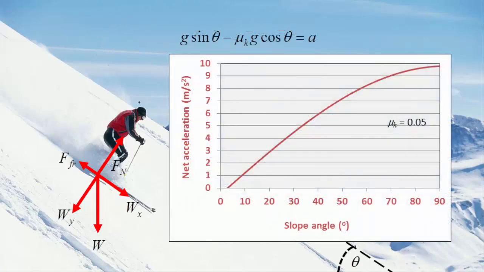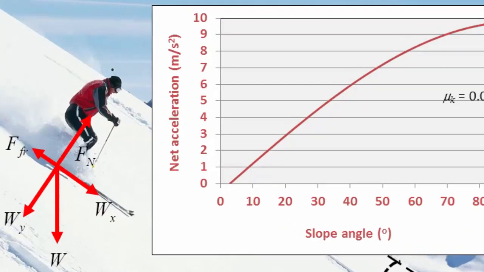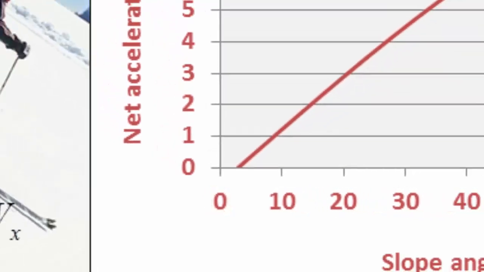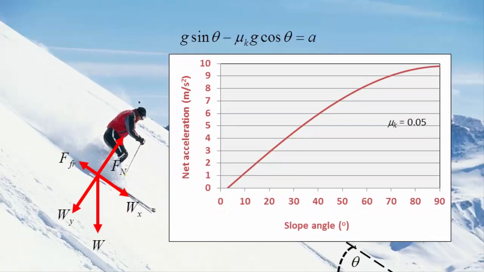The following graph shows the dependence of the net acceleration as a function of the slope angle for a surface with a coefficient of kinetic friction of 0.05. What it shows is that at an angle of less than 3 degrees, there is enough frictional force to prevent the skier from sliding. Above 3 degrees, the frictional force is less than the force of gravity along the slope and the skier will slide. As the angle increases above 3 degrees, the acceleration increases.